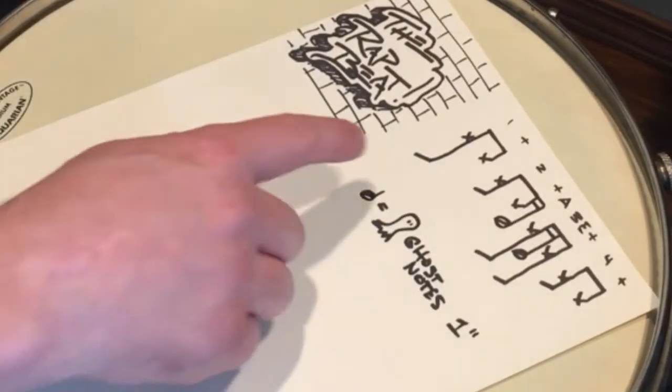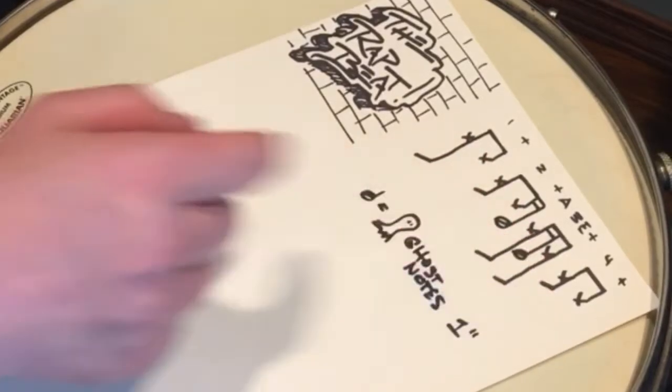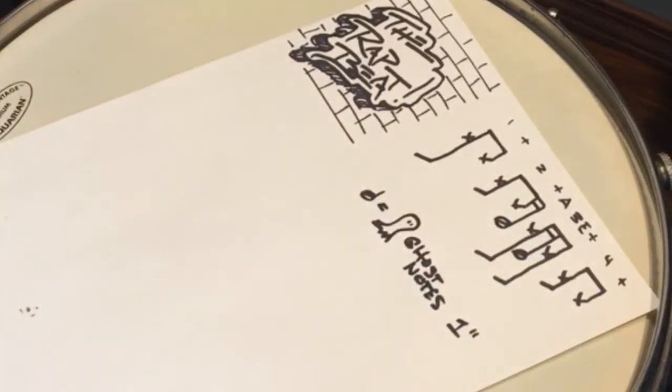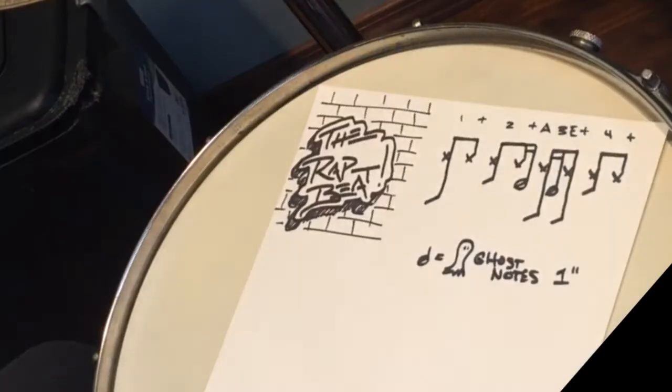Now counting this, 1 and 2 and a 3 E and 4 and, 1 and 2 and a 3 E and 4 and. Pause it right now and try this out. See if you can get it. So hopefully you gave that a shot, and maybe you did really good. Maybe you crashed and burned.